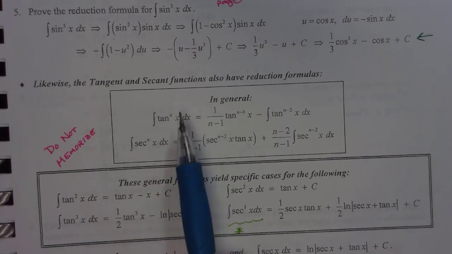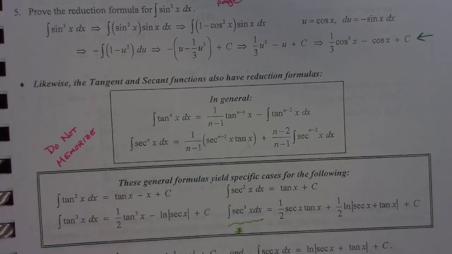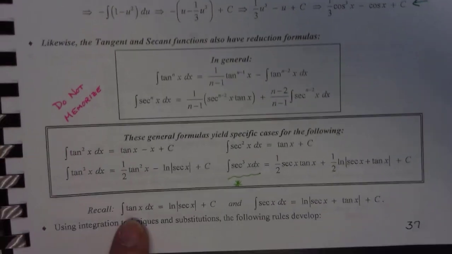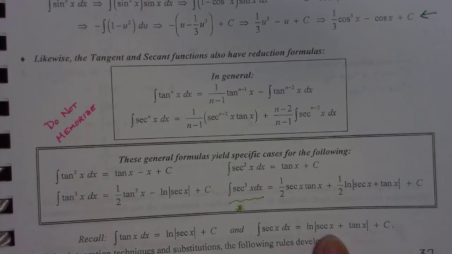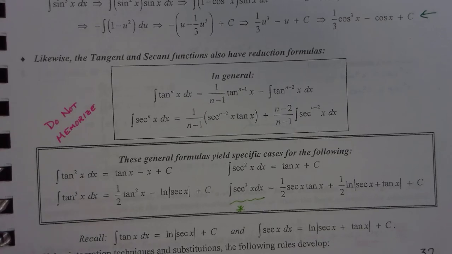Likewise, the tangent and secant functions also have reduction formulas. You won't use them often, but you should know and remember that when you're integrating, you've got some special integration rules for tangent and secant, so you need to pay attention to that. Recall, the integral of tangent is natural log of secant, and the integral of secant is natural log of secant plus tangent. You've got to remember that.